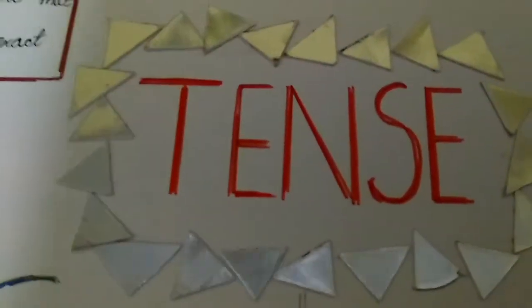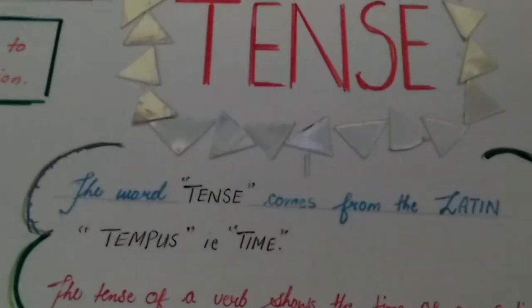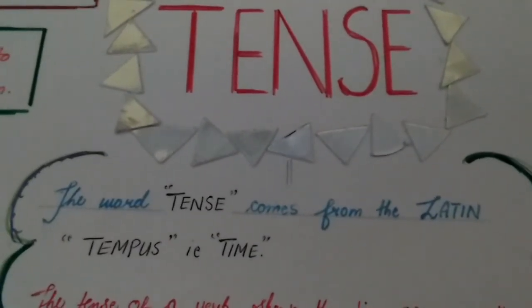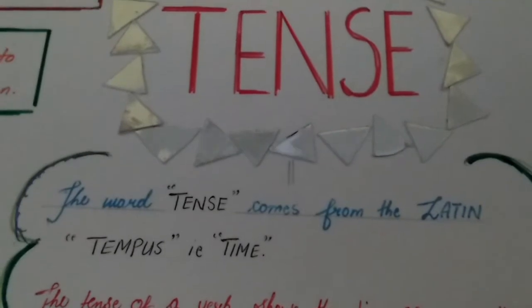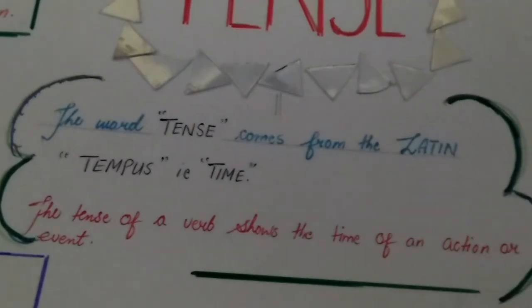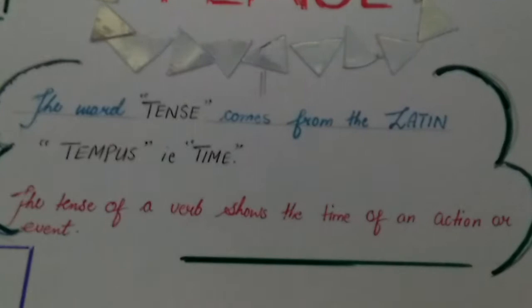Thus ends the basic talk of tenses, which begins from its origin and development. Origin, speaking the word tense. Again, let us have a recapitulation. Word tense comes from Latin tempus, that equates the time. And the tense of a verb shows the time of an action or event.